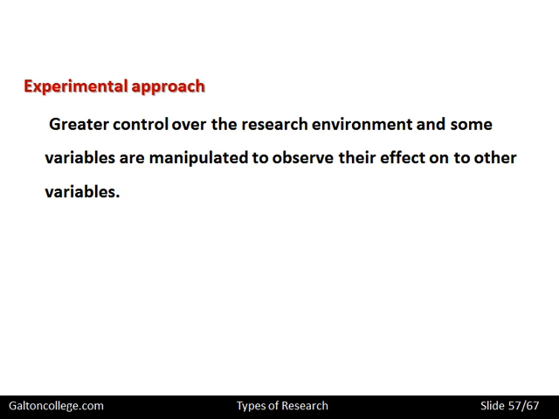The experimental approach gives greater control over the research environment, and some variables are manipulated to observe their effects on the other variables. So the experimental approach is to try and work out how one variable influences another. A reduction in the price of the product leads to an increase in sales. Is there a causal connection? How does price and sales link? How are they related? So it's looking for relationships of that nature.